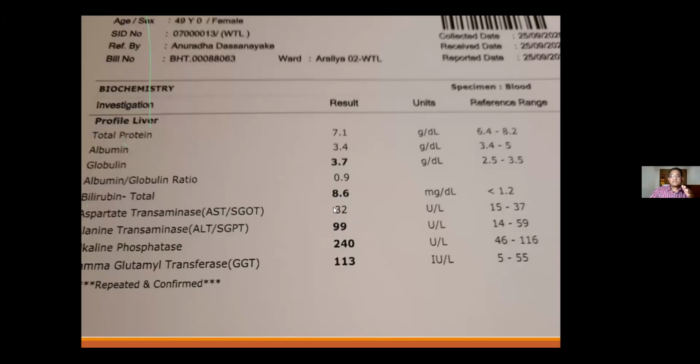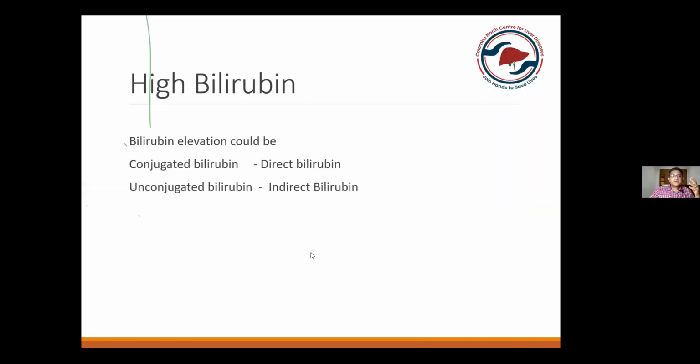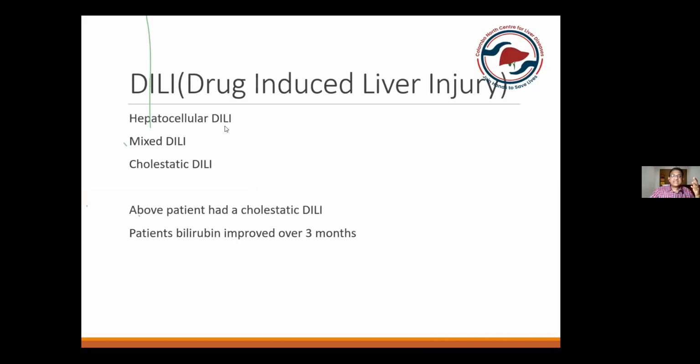But when the transaminases are elevated, you call it hepatocellular type. And when the alkaline phosphatase, gamma GT and bilirubin are elevated, we call it cholestatic type. In between is called mixed type. So it can be either hepatocellular DILI, which is commonly referred to as drug-induced hepatitis. But in a way, all these are types of drug-induced hepatitis. Even the cholestatic disease is a drug-induced hepatitis.